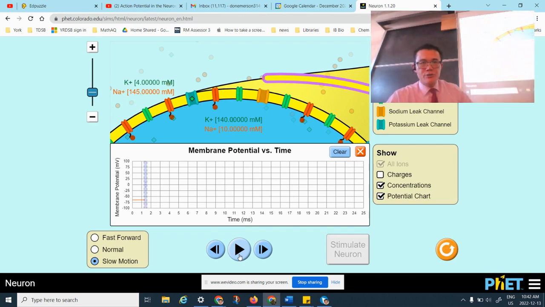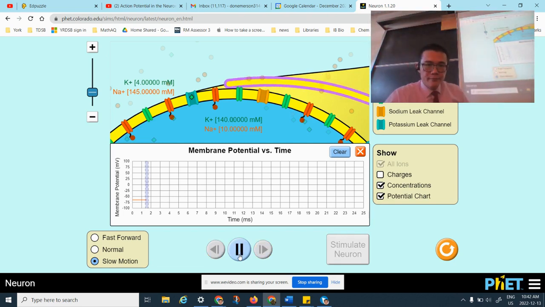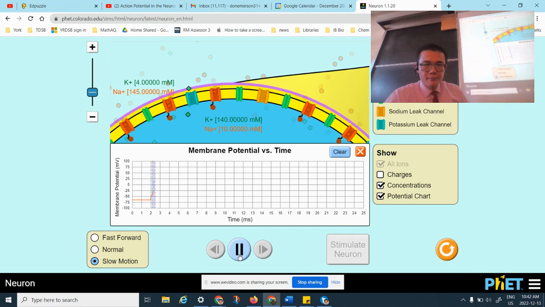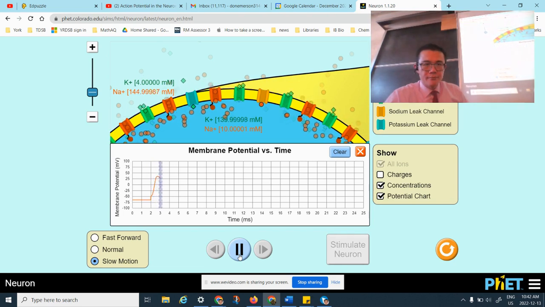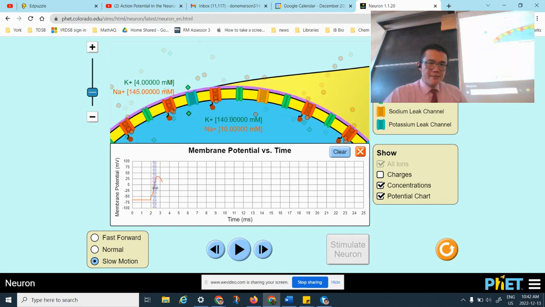Now let's pay attention to what happens when the stimulus hits that section. Okay. So what happens? Let's scale back a little bit. Let's turn back time a little. So before it peaks, what's going on? Before it peaks, what happened?